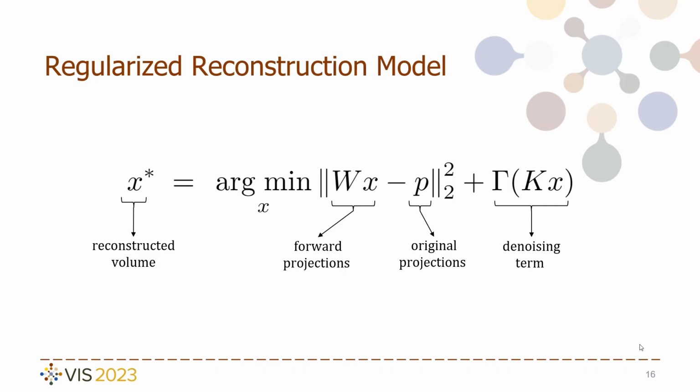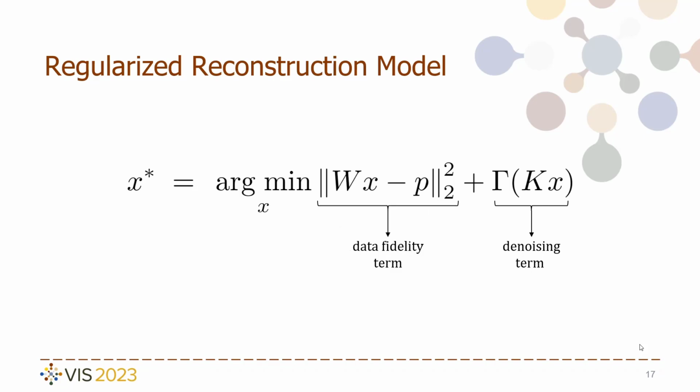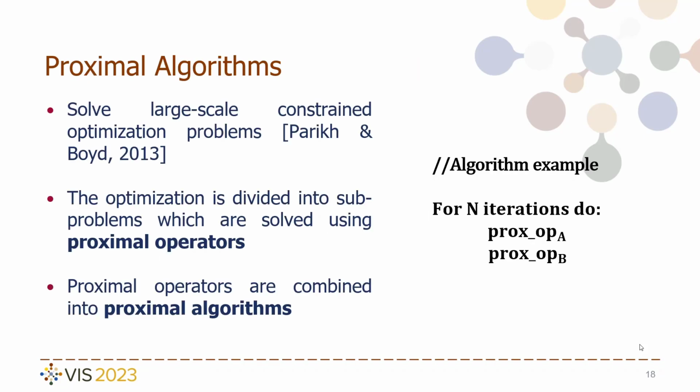Here, x is the volume, k is a matrix, and gamma is a nonlinear function. Gamma and k depend on the selected denoising method. For later reference, we will define the data fidelity term and denoising term. To solve the proposed minimization, we used proximal algorithms, in which the idea is to split the optimization problem into sub-problems, which are solved using proximal operators.